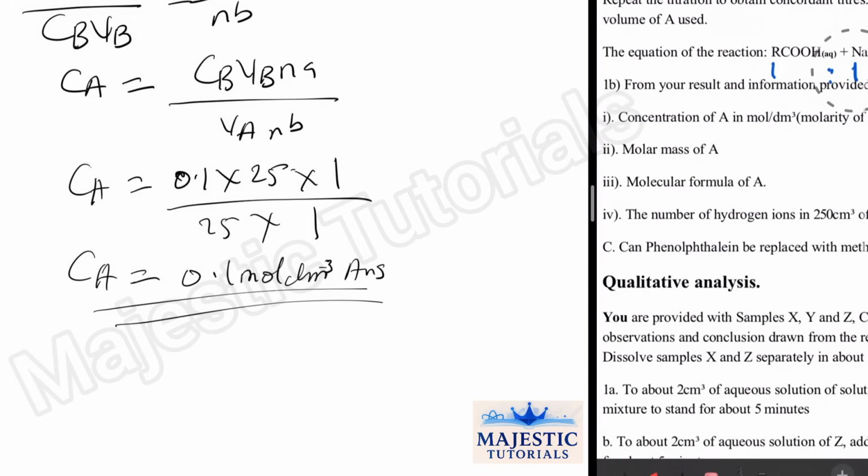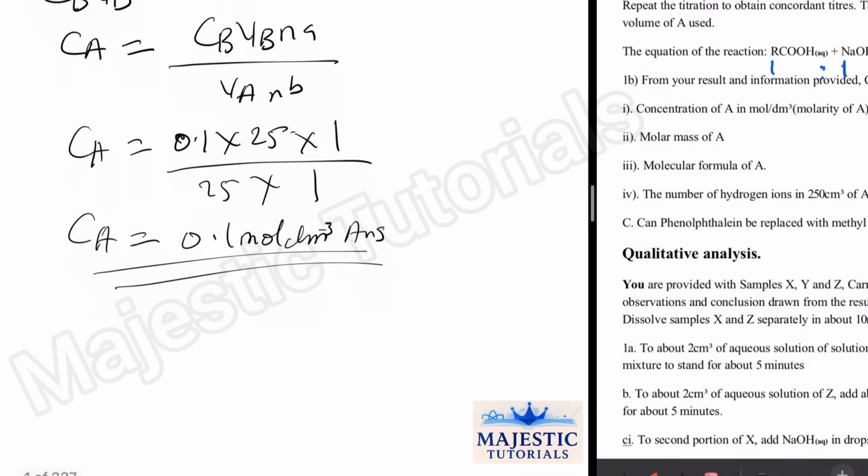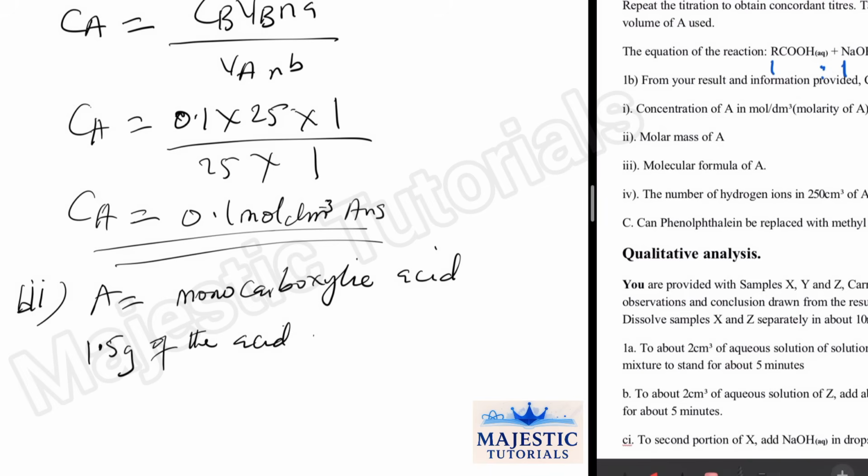The next question says we have to find the molar mass of this particular A. Now, how do we find the molar mass? We now go back to the information given about A. So B II, A says that it is a monocarboxylic acid which was prepared by dissolving 1.5 grams of the acid in 250 ml or milliliter, that's cm cube.